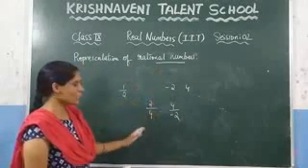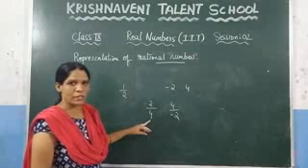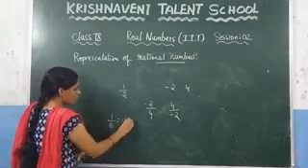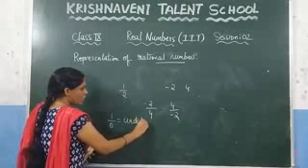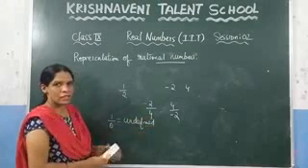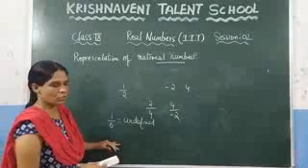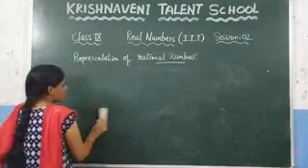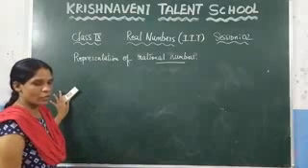And what is the condition here? The denominator should not be equal to 0. If the denominator is 0, what can we say? That is undefined. We cannot define that value. For that reason, the denominator should not be equal to 0. Now, if you want to represent rational numbers on a number line, how do you represent them?